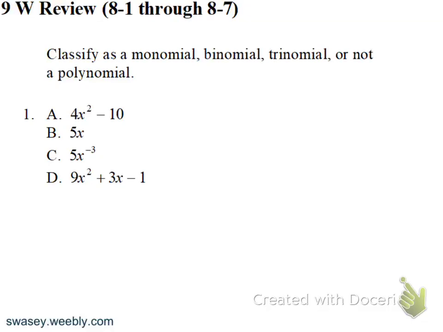Here we're trying to classify based on the number of terms. If there's one term, it's a monomial, two terms binomial, three terms trinomial. And things that will make it not a polynomial: negative exponents, variable exponents, fraction exponents.